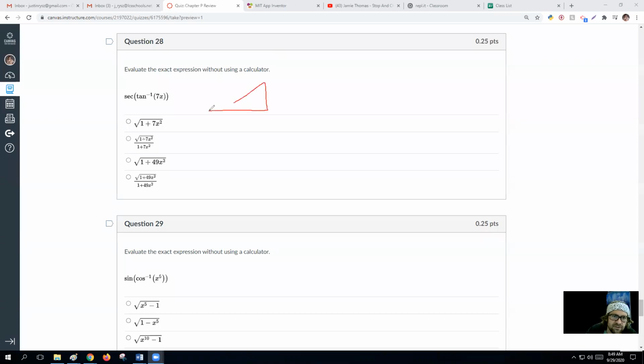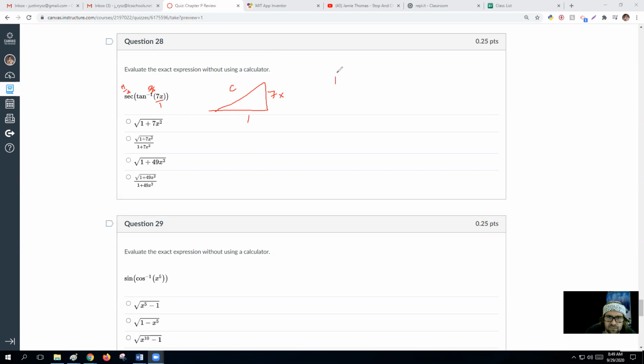All right, so here we go. Tan is opposite over adjacent, so we'll make this over 1. The opposite is 7x. The adjacent is 1. Secant is the hypotenuse over the adjacent. So we do need to find this hypotenuse here.